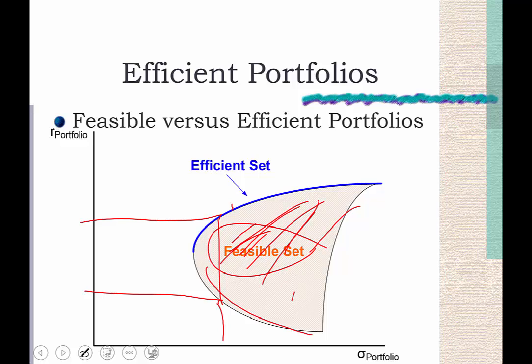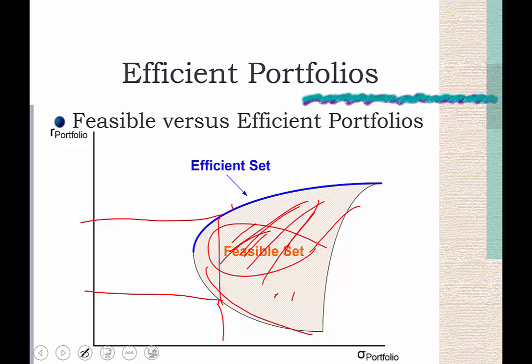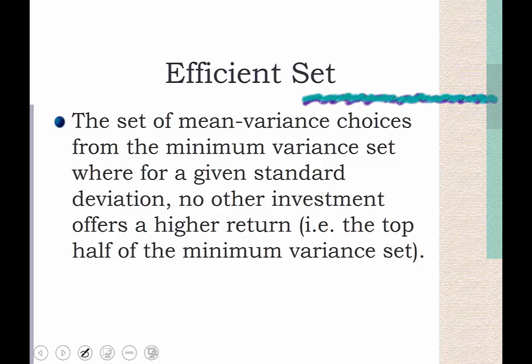You'd invest up here. And you'd never invest in an individual security in the feasible set, because if you did, you'd be choosing something suboptimal, right? You'd never select one of these guys. You'd select something on that efficient set. So the efficient set is the set of mean variance choices from the minimum variance set where, for a given standard deviation, no other investment offers a higher return. So what I showed you on the previous slide.